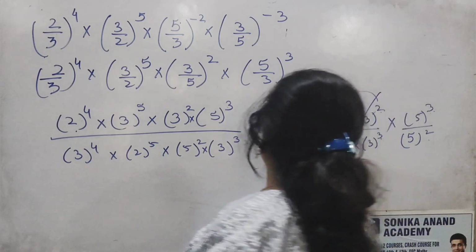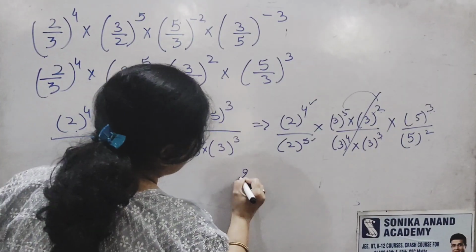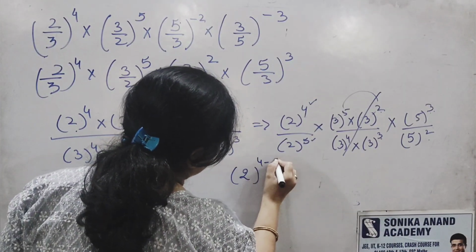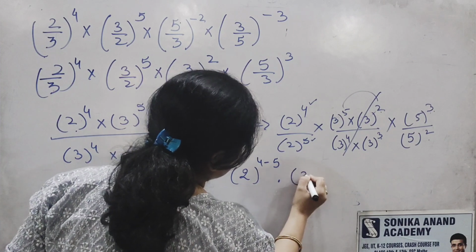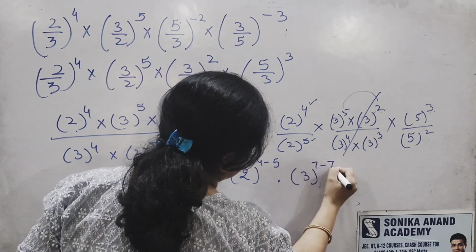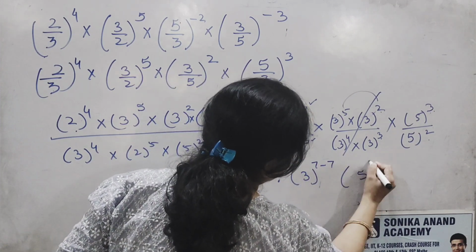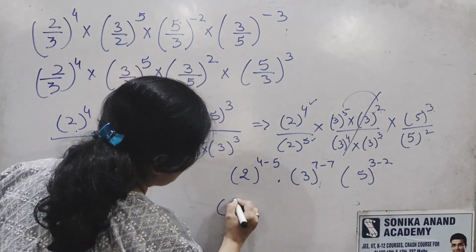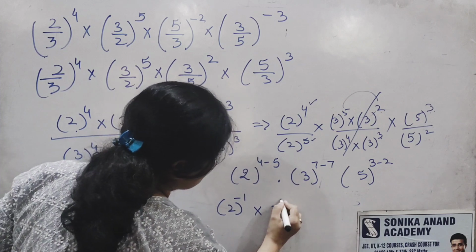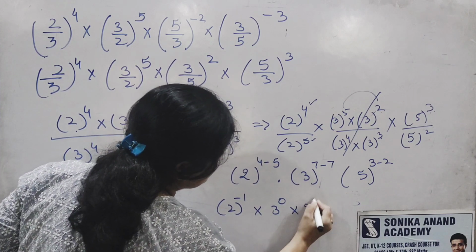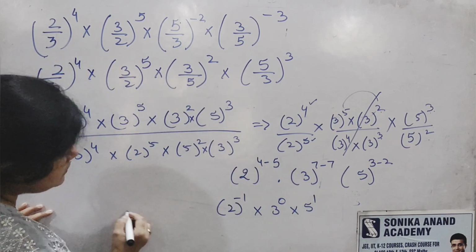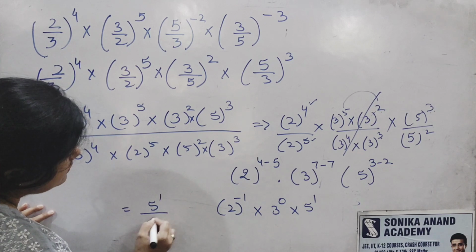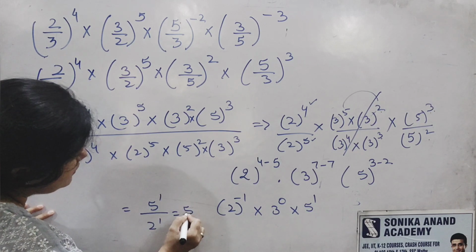Listen, one more method. 2 to the power 4 minus 5, 3 to the power 7 minus 7, 5 to the power 3 minus 2. So it becomes 2 to the power minus 1, 3 to the power 0, 5 to the power 1. This is minus 1, so 5 to the power 1 over 2 to the power 1. So the answer is 5 by 2.